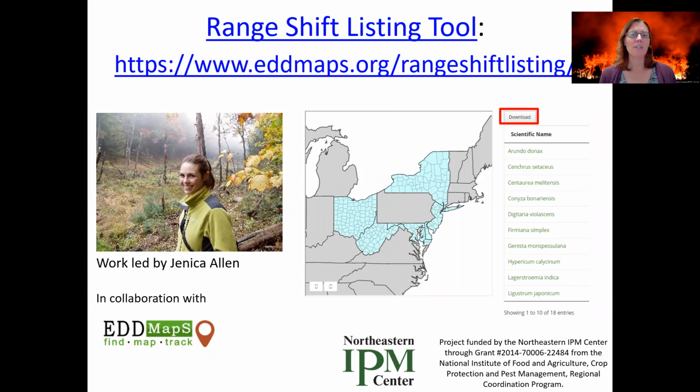I just wanted to include this slide because this is something that we're working on for the Northeast. So this is an active research area for me. Jenica Allen is a faculty member at Mount Holyoke College who has worked a lot on trying to develop tools that managers and decision makers can use in the Northeast to figure out, what are the plants that we should be looking out for next in the Northeast? Because there aren't lists out there. Now there are, but previously there weren't lists of what's coming next with climate change.